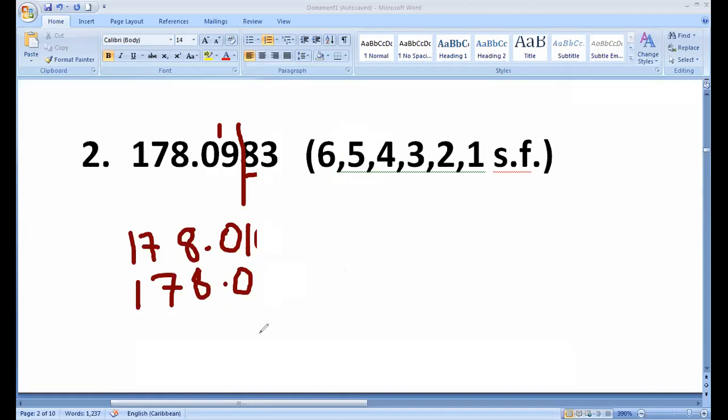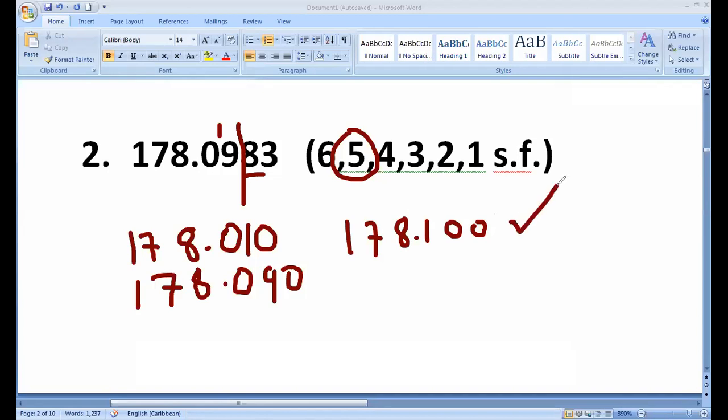Actually, is she correct? What number did you get? I got 178.1000. That's correct. As a matter of fact, if you have 178.1, it is correct. It doesn't matter how many zeros. Remember I told you that it doesn't matter how many zeros you put after the decimal point.